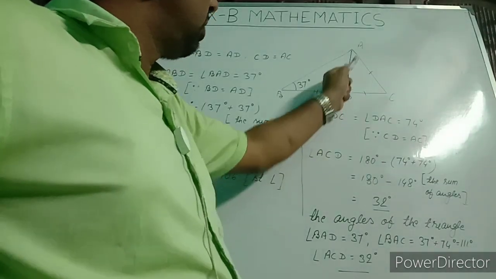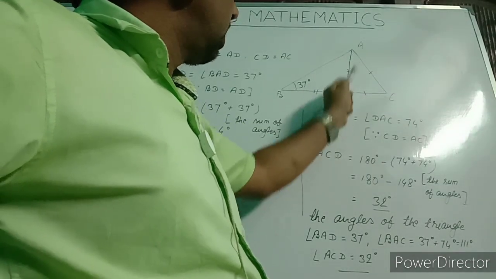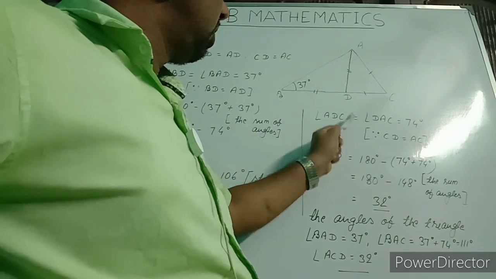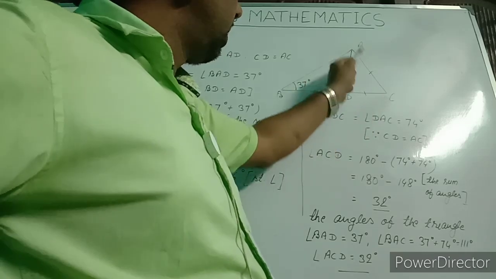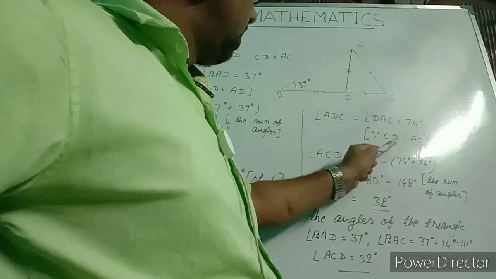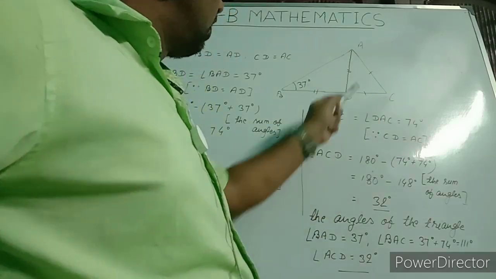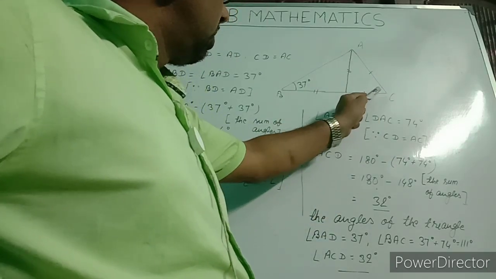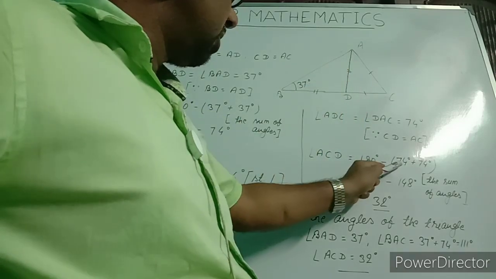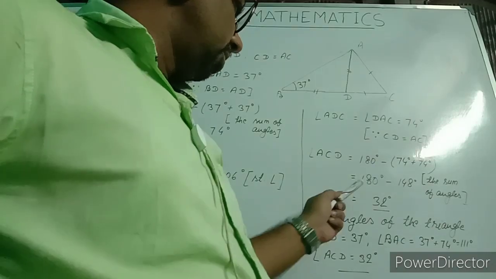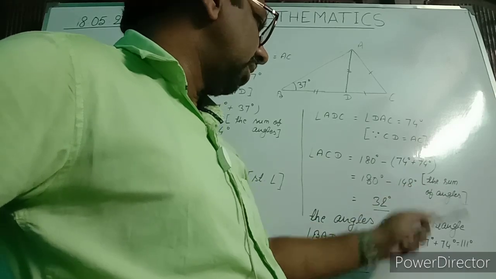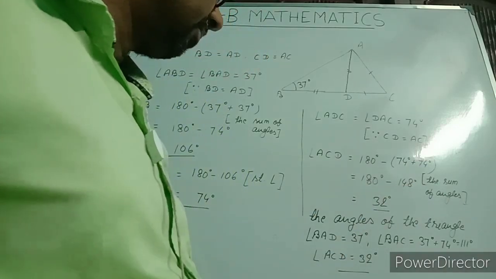Now these two sides are equal, therefore these two angles will be equal. Therefore I wrote here angle ADC equal to angle DAC equal to 74 degrees, because CD equals AC. So we can find this angle equal to 180 minus 74 plus 74 degrees. So this became 180 degrees minus 148 degrees. The reason I have written in the bracket, the sum of angles. So this subtraction became 32 degrees.